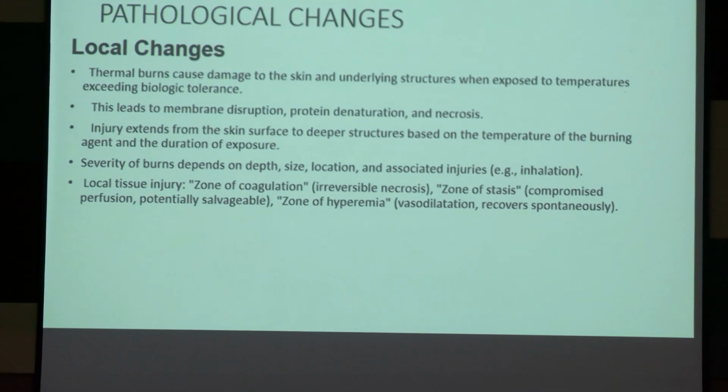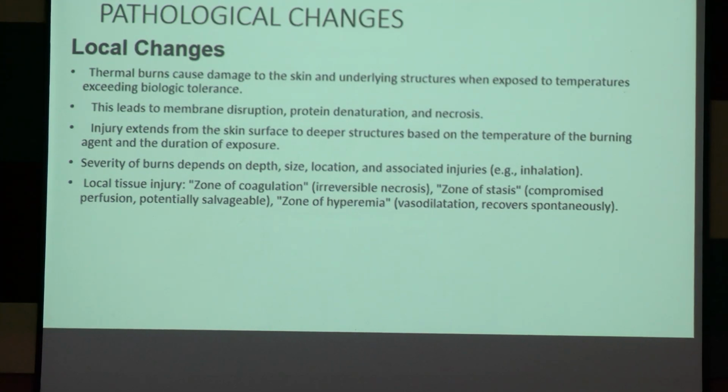Pathophysiological changes that are seen in the body because of burns. It is divided into a lot of parts, one being the local changes, that is the local inflammatory changes that occur on the skin. It causes damage to the skin and the underlying structures and leads to membrane disruption, protein denaturation and necrosis. It extends from skin to the deeper surface depending upon the time of exposure to the injury.